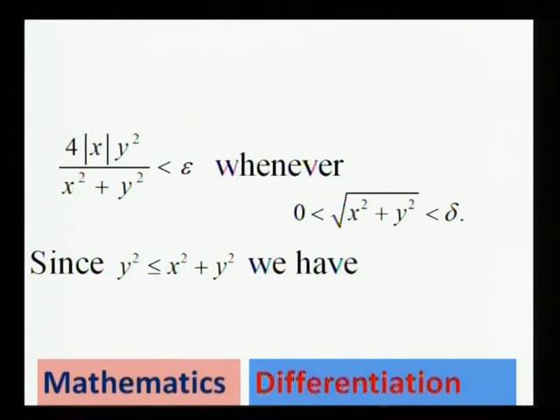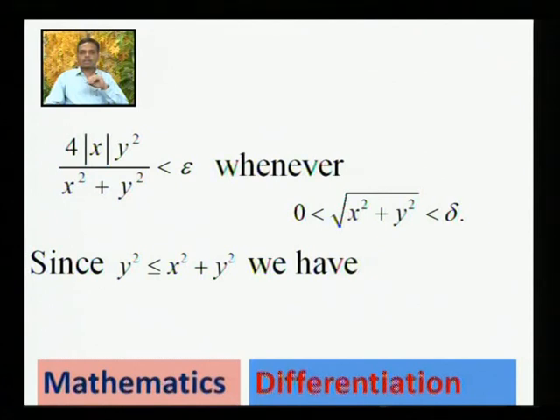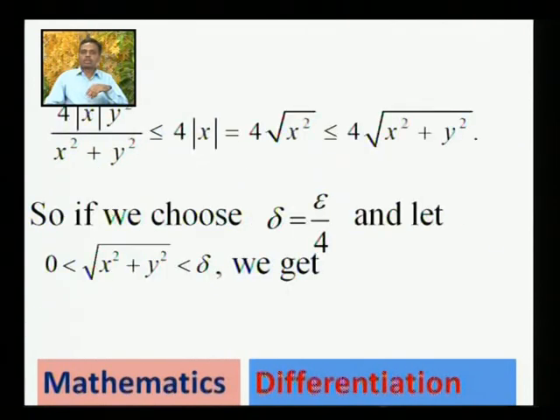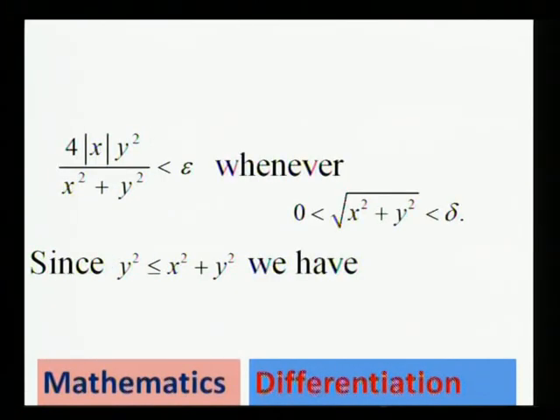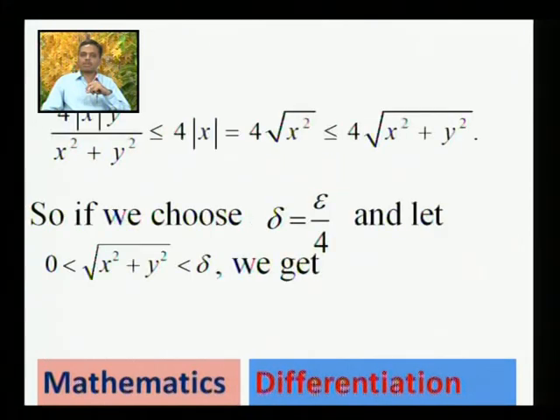Now we know that y square is less than or equal to x square plus y square, because all are positive quantities. So now you can replace this y square in the above expression. So we get 4 mod x y square divided by x square plus y square, which is less than or equal to 4 mod x, because x square plus y square is cancelled out from numerator and denominator. Now this mod x can be written as square root of x square, which is less than or equal to 4 into square root of x square plus y square, because you know y square is less than or equal to x square plus y square.